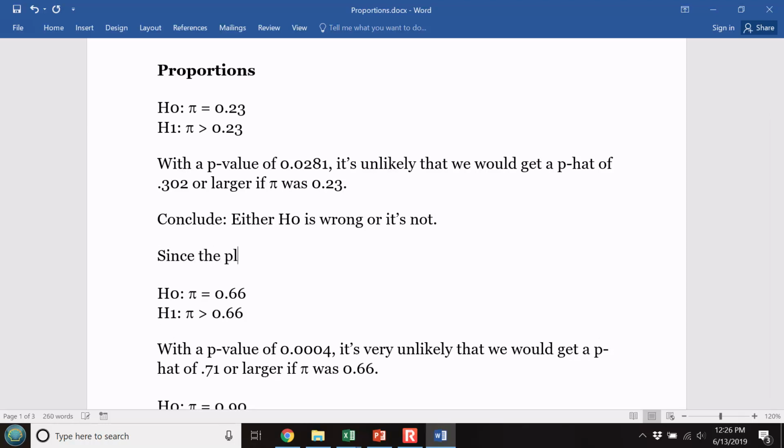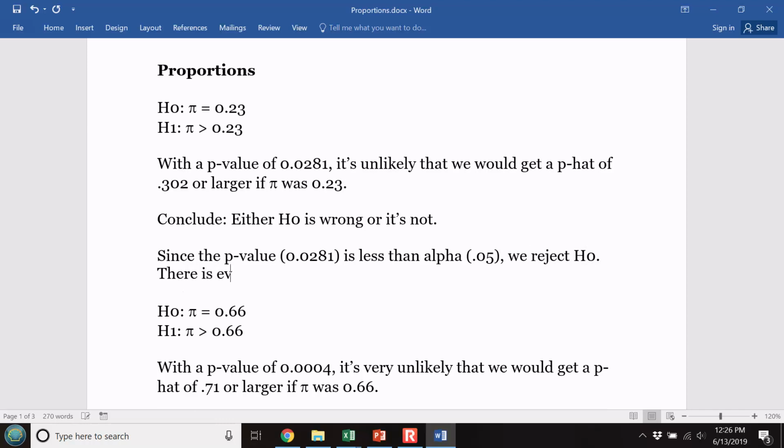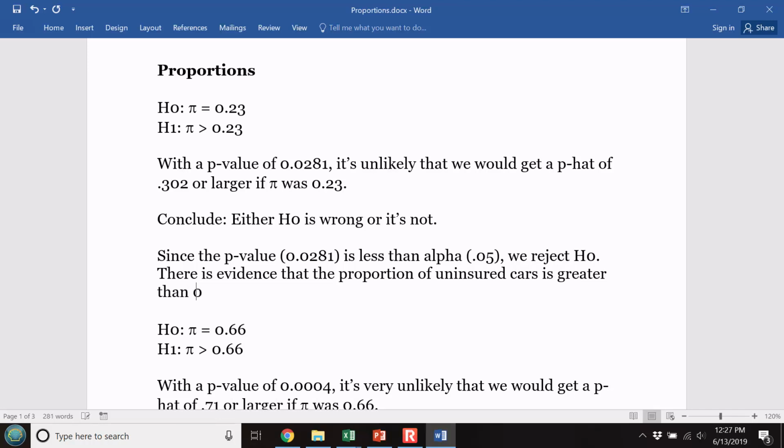Since the p-value, which is 0.0281, is less than alpha, which is 0.05, we reject the null hypothesis. There is evidence that the proportion of uninsured cars is greater than 0.23.